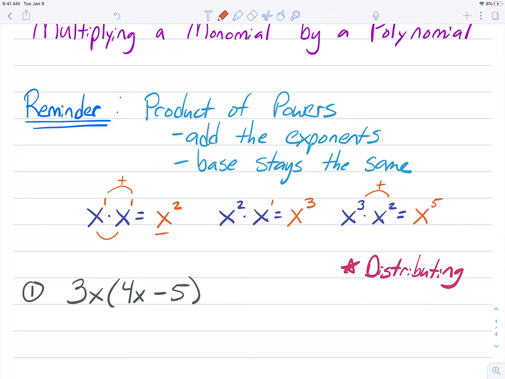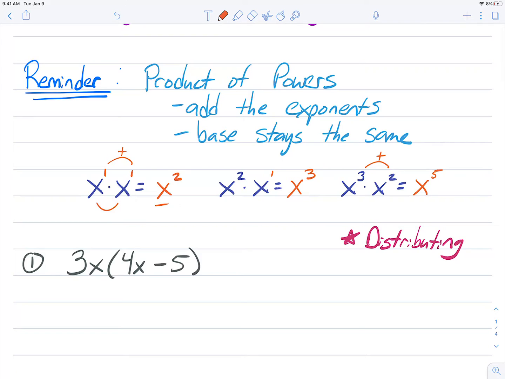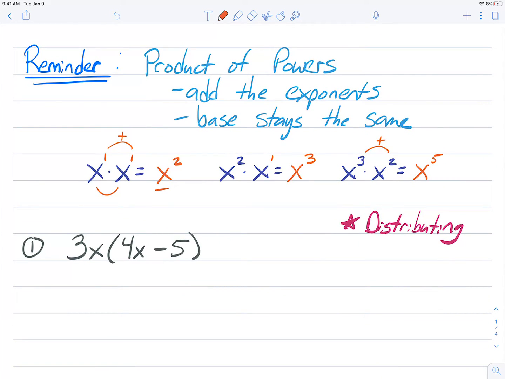So we're going to be multiplying a monomial, which means one term, by a polynomial, which means many terms. So this first one is a monomial by a binomial specifically. Remember this is just like distributing: 3x times 4x, we would get 12x squared. I got that by going 3 times 4 is 12, and x times x is x squared. And 3x times negative 5 is negative 15x. Those are not like terms. They cannot be combined. So that's your answer.